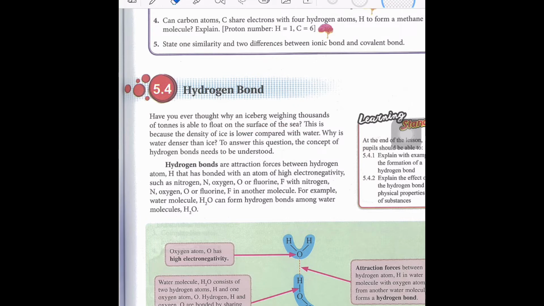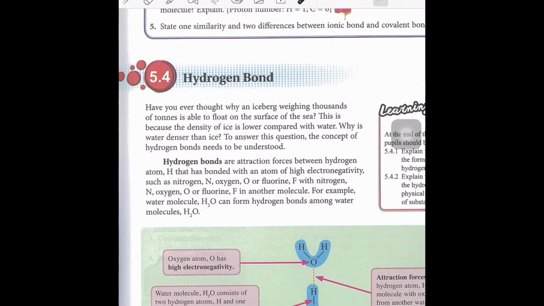This is because the density of ice is lower compared with water. Density is ketumpatan. Ketumpatan ais kurang daripada air. If you put ice on top of water, it is going to float up here. Kenapa? Why is water denser than ice? Kenapa air ni di bawah ais? Kenapa air bukan di atas, ais di bawah? To answer this question, the concept of hydrogen bond needs to be understood.